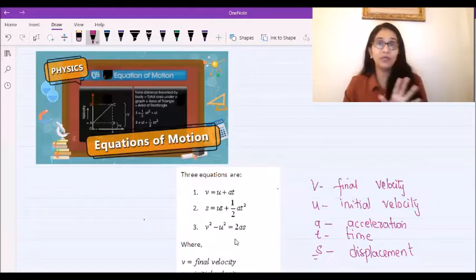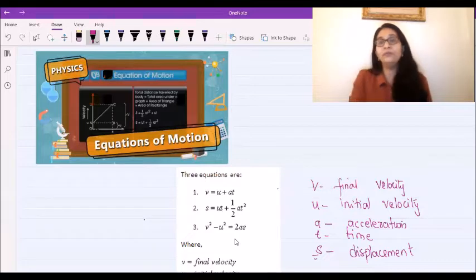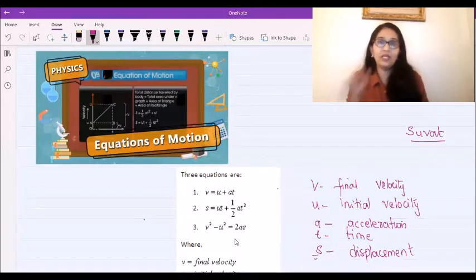So we have some equations connecting all these physical quantities. These are the physical quantities used for describing a motion. How these physical quantities are related is what the equations of motion are telling. Together we can call this one SUVAT: S-U-V-A-T. These are the SUVAT equations.